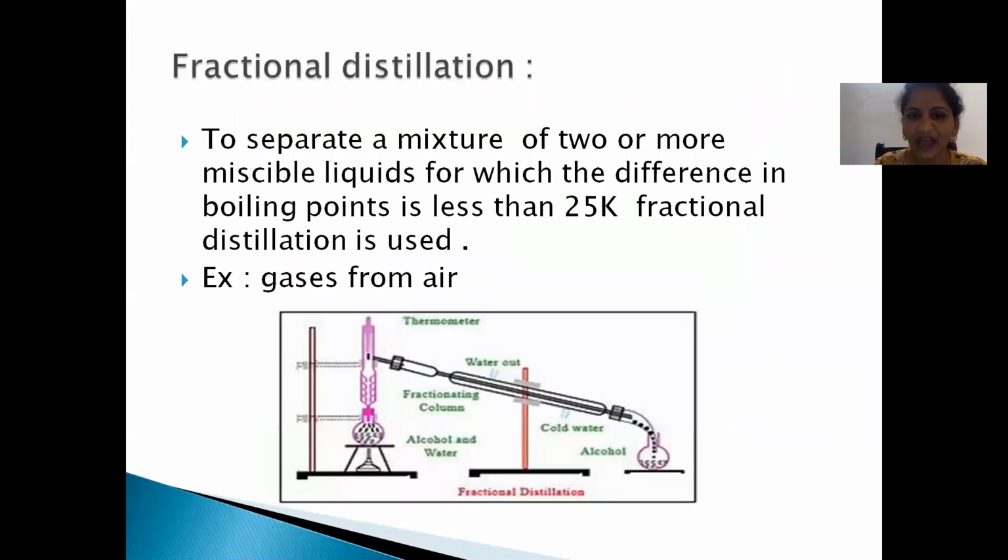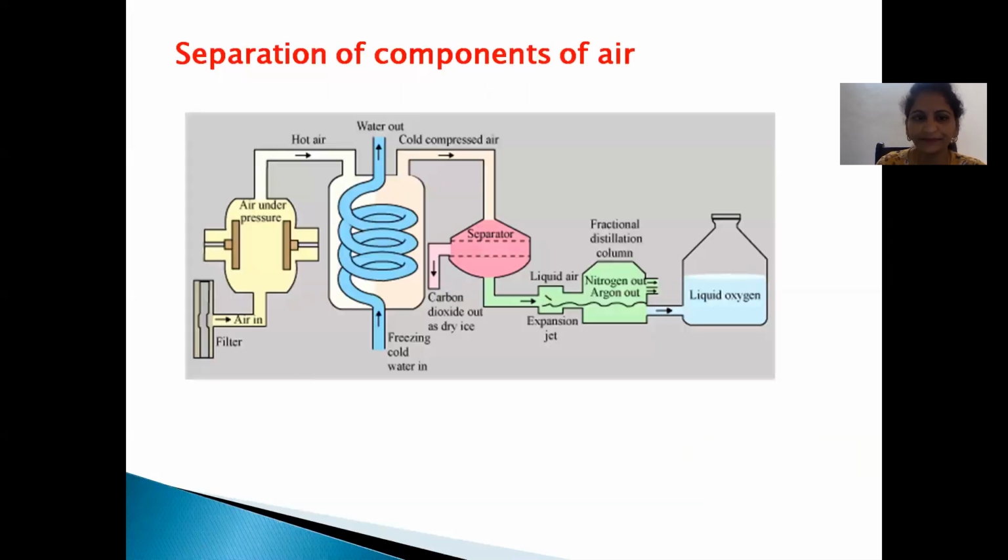Then next, coming to fractional distillation. Fractional distillation is used to separate miscible liquids as well. Both fractional distillation and simple distillation are used to separate miscible liquids. But what is the difference? In fractional distillation, the boiling points differ by less than 25 K, and at that time we can use fractional distillation. Here I have taken the example of separating the gases from the air. So this is how we separate the different components of the air.